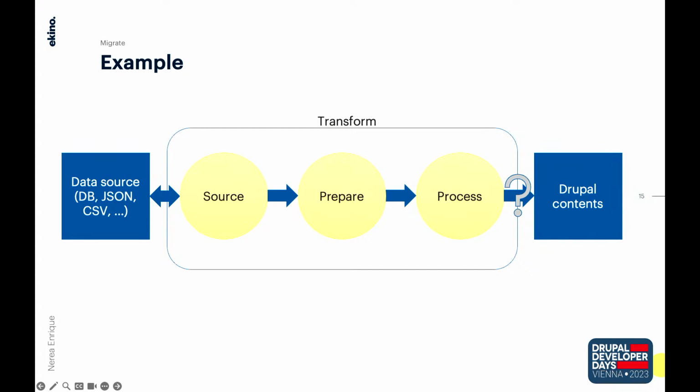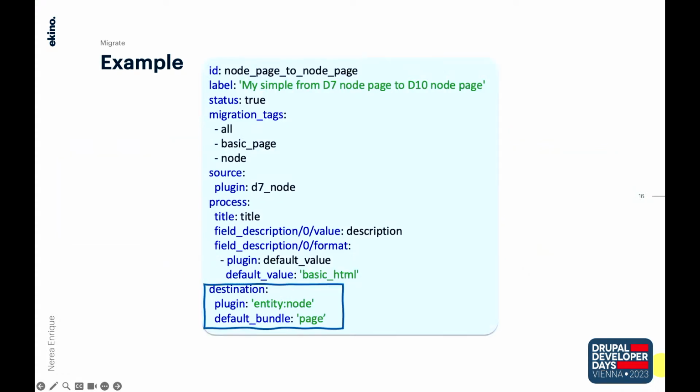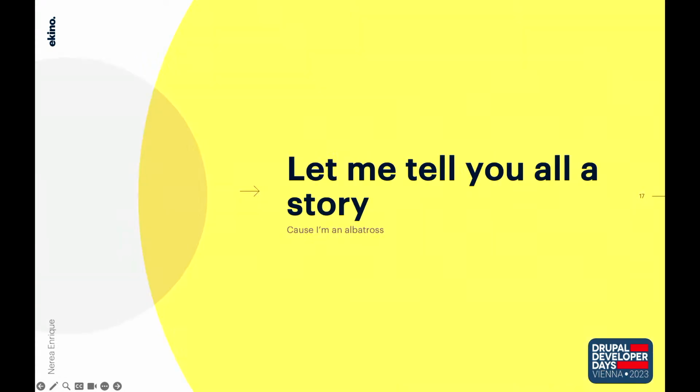So here's the destination. Now you can use your plugin destination. And you can specify anything you want. So I'm using the Node destination plugin. And I say that I'm going to be creating some page. And that's it. That's all you need to know to follow up with what I'm going to be talking about later. And that's all I knew before starting to work with Migrate.